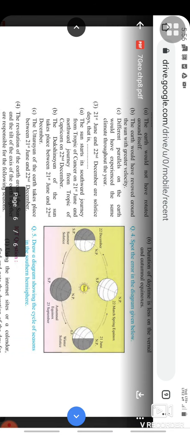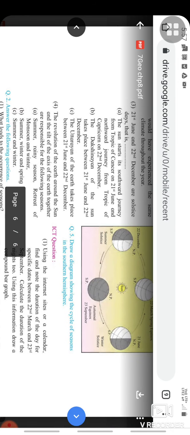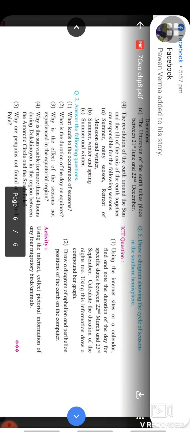Third point is, 21st June and 22nd December are solstice days. Option A, the sun starts its southward journey from Tropic of Cancer on 21st June and northward journey from Tropic of Capricorn on 22nd December. Option B, the Dakshinayan of the sun takes place between 21st June and 22nd December. Or the last option, the Uttarayan of the earth takes place between 21st June and 22nd December.